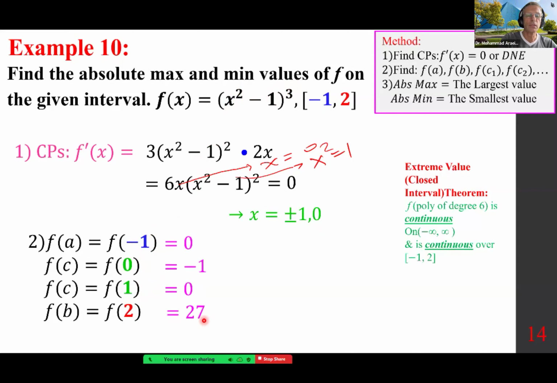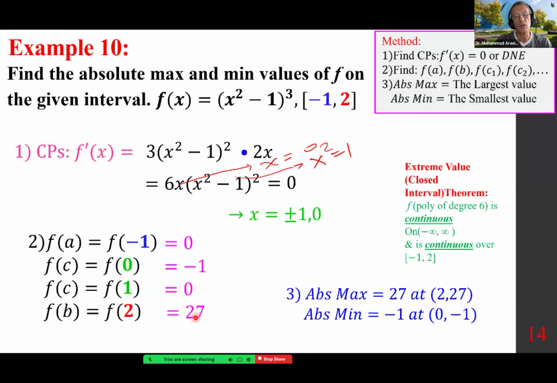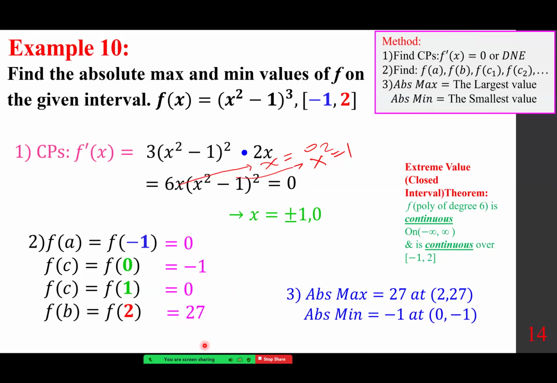Here's the absolute max. Here's the absolute min. So absolute max is 27 at this point. Absolute min is negative 1 at this point. We are going to write absolute max equals 27 at (2, 27). Absolute min equals negative 1 at (0, negative 1). So that's pretty straightforward, everybody.